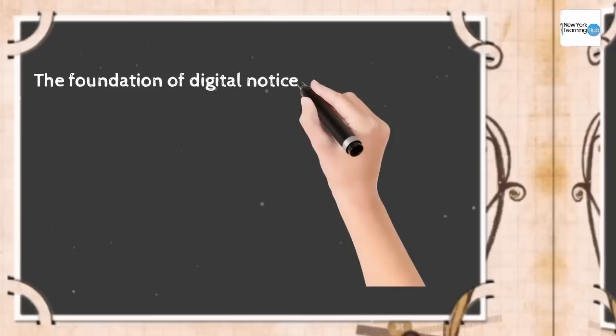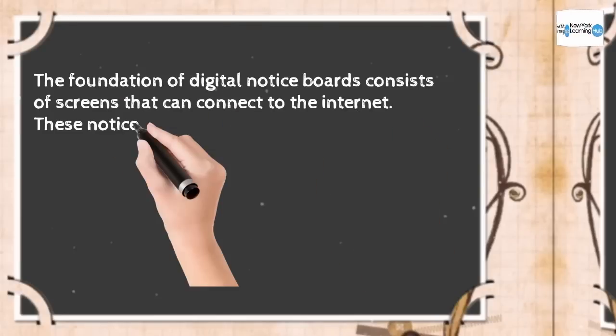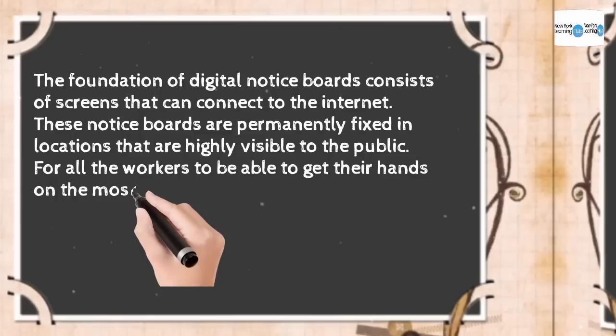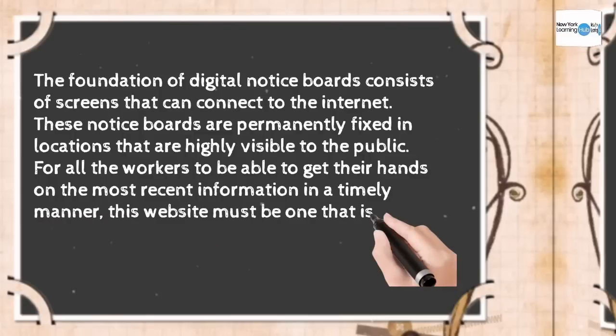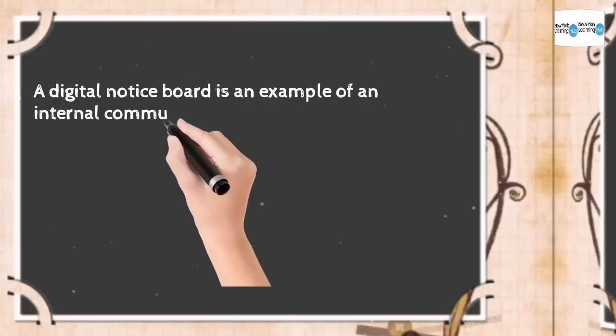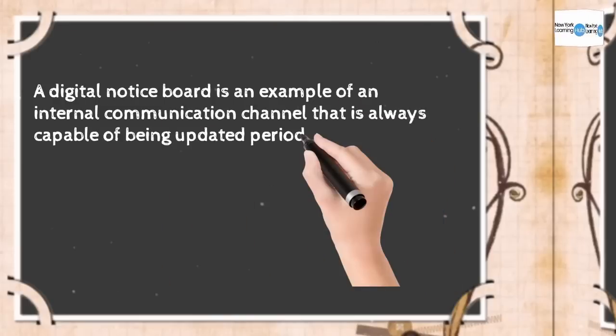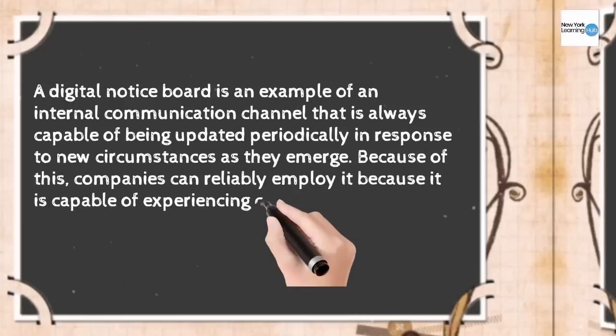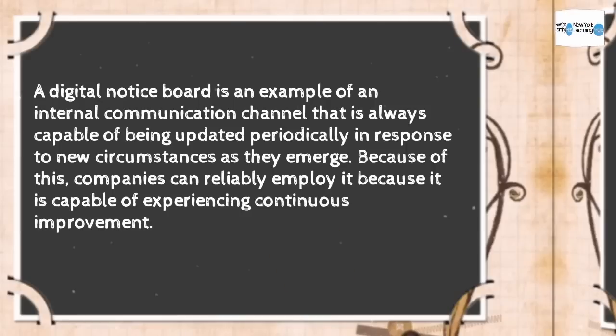The foundation of digital notice boards consists of screens that can connect to the internet. These notice boards are permanently fixed in locations that are highly visible to the public. For all the workers to be able to get their hands on the most recent information in a timely manner, this website must be one that is straightforward to navigate. A digital notice board is an example of an internal communication channel that is always capable of being updated periodically in response to new circumstances as they emerge. Because of this, companies can reliably employ it because it is capable of continuous improvement.